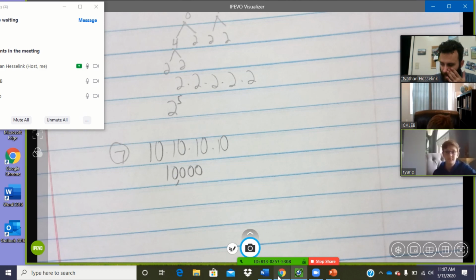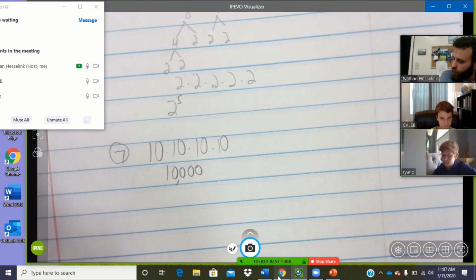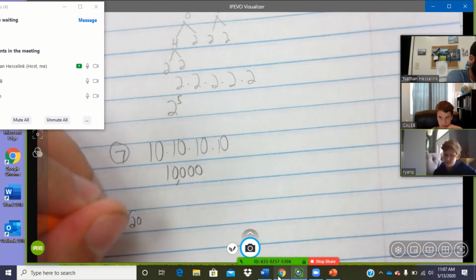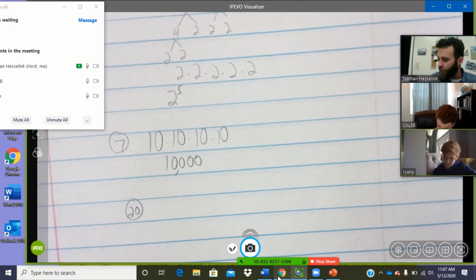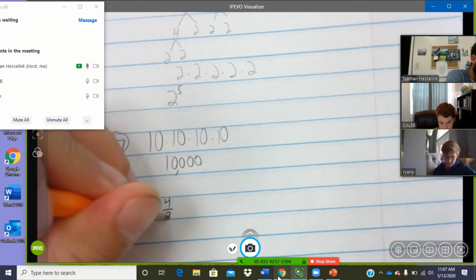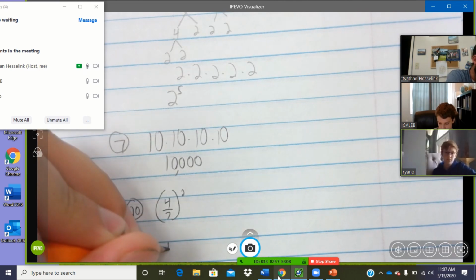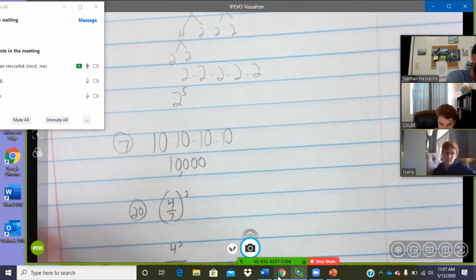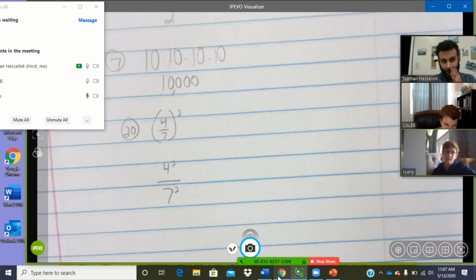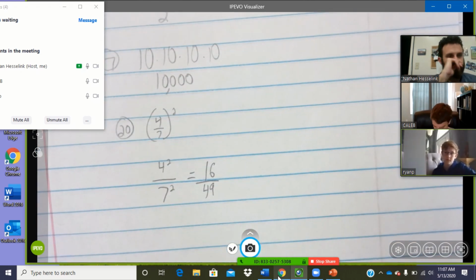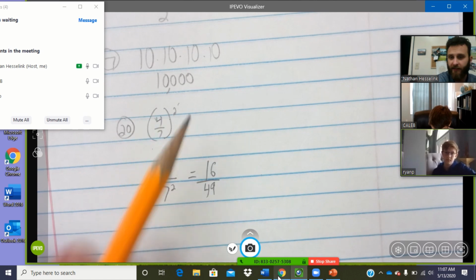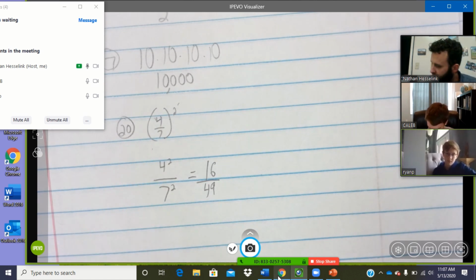All right, now exponents with fractions, let's look at 20. You should have some answers written down for the even ones, right? Yeah, I have answers for all even. Good, you're checking your answers as we go. Number 20, 4/7 squared really means 4 squared over 7 squared. So you should have gotten 16/49. You have to distribute this out evenly to top and to bottom.